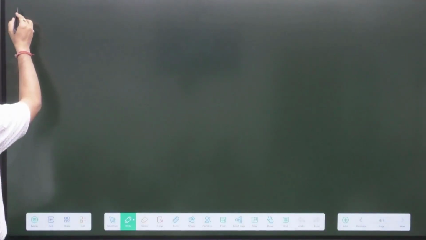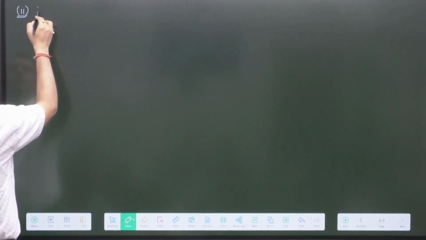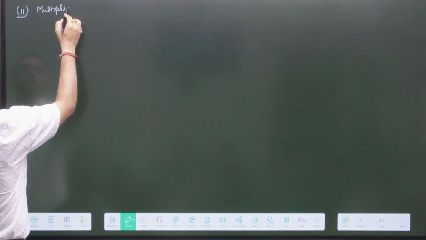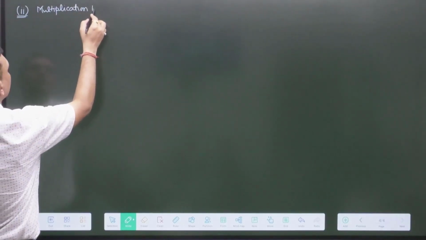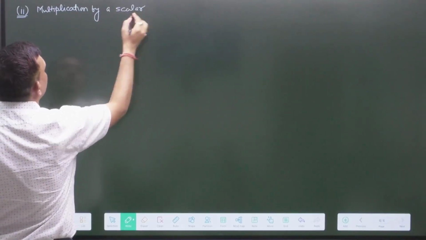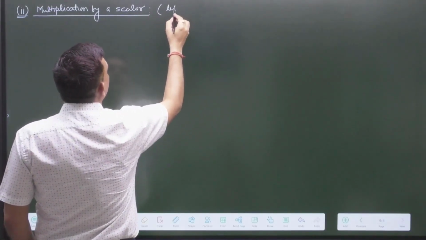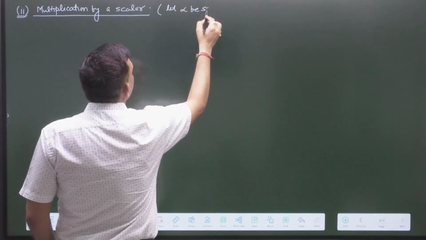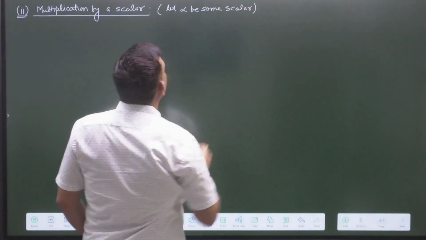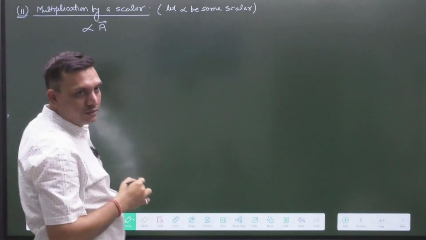Now second thing is multiplication by a scalar, that I have already discussed. Multiplication by a scalar. So let alpha be some scalar. So you can multiply a vector by some scalar alpha.